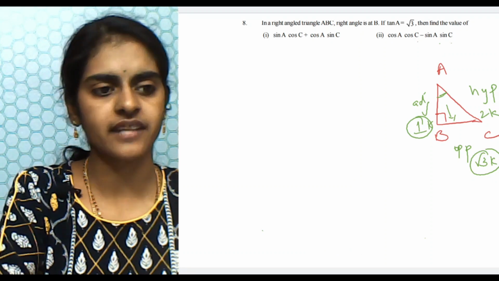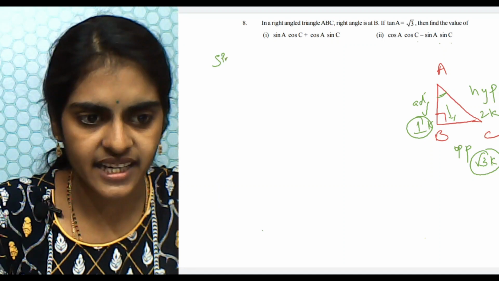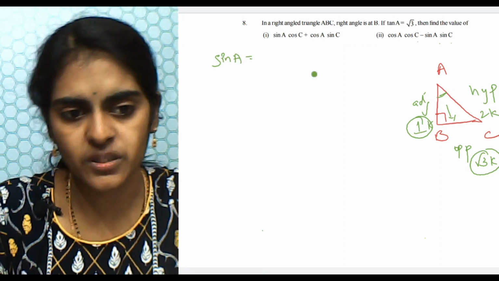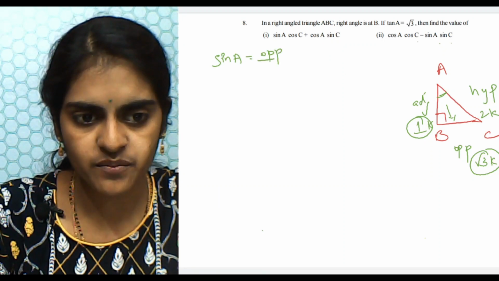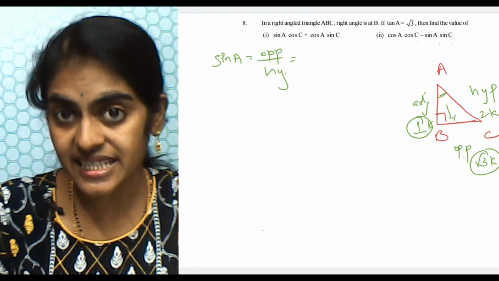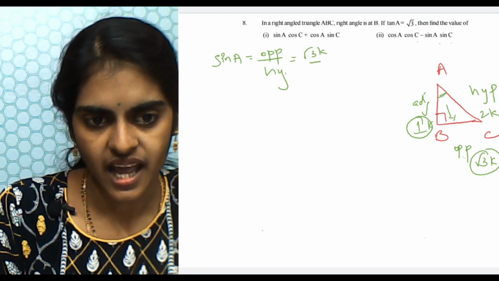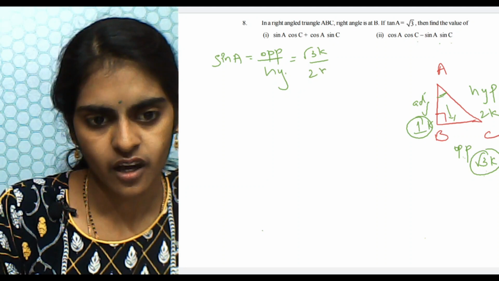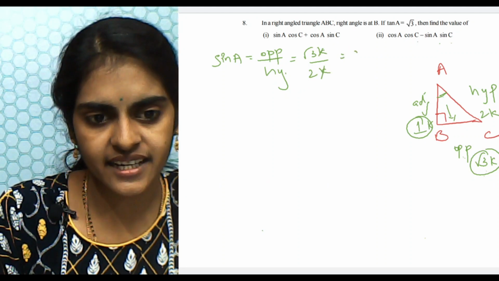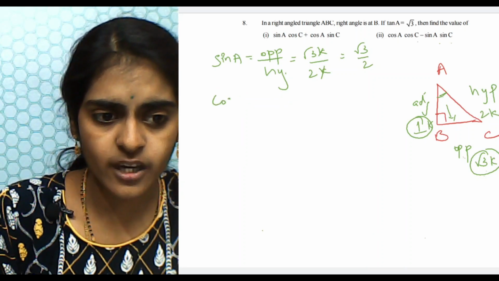So I want the value of sin A first. Sin A I will get as opposite by hypotenuse. What is the opposite side for this angle A? BC is opposite. What is the BC value? It is root 3K. Hypotenuse is 2K. K and K get cancelled. Sin A is root 3 by 2. Clear? Now I want cos A also.